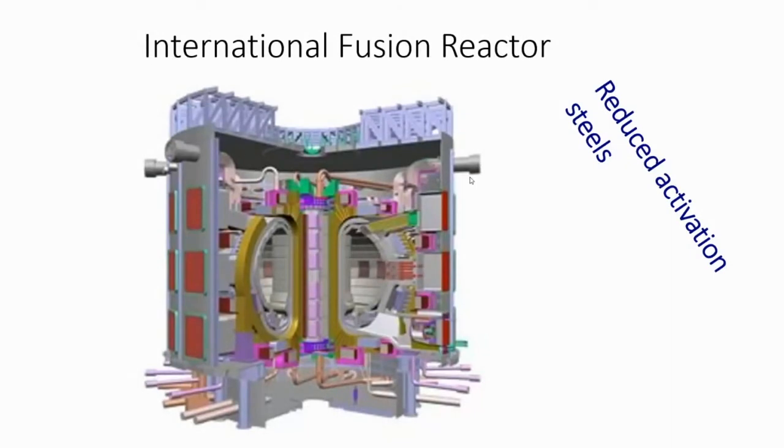Using the same methods, we have made predictions for the fusion reactor program. Now, for the fusion reactor program, the problem is different. We are not interested in creep so much as in neutron damage. Because in the fusion reaction, you create neutrons which have much higher energy than in fission reactors. And furthermore, the dose of neutrons is higher.